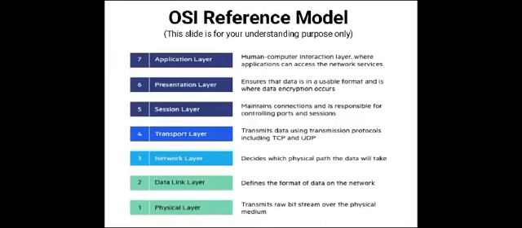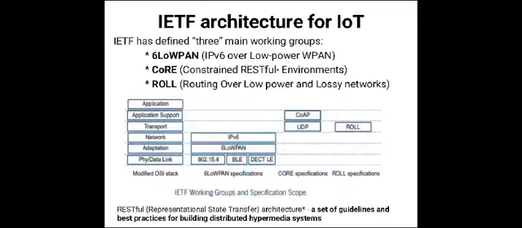This transport layer uses TCP and UDP for data transmission with the help of transmission protocols. Fifth is the session layer, which maintains the connections, that is, it is responsible for controlling the ports and sessions. Sixth is presentation, and seventh is the application layer. This presentation layer is mainly used for data encryption purposes. And seventh is the application layer. This layer works as HCI, that is human computer interaction, where the applications can access the network services.